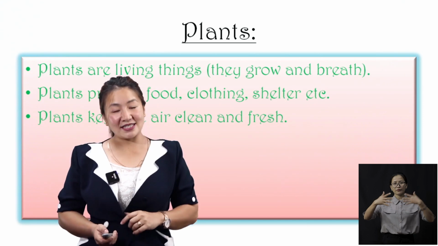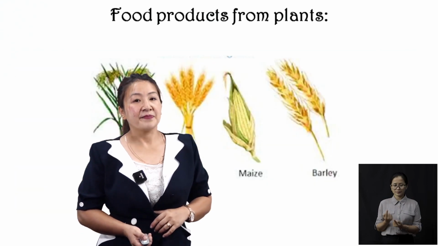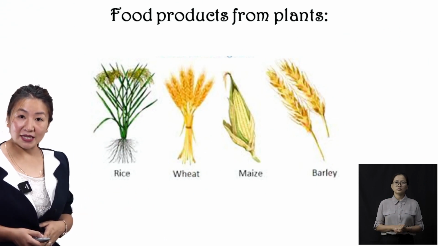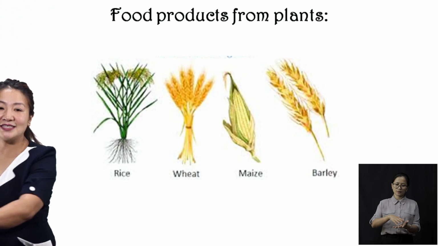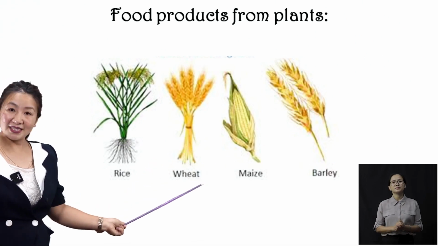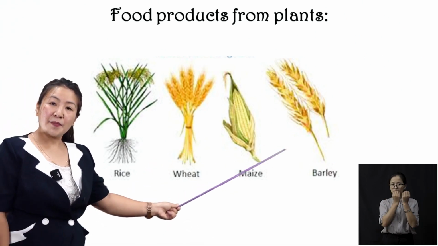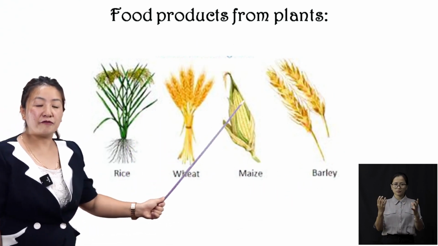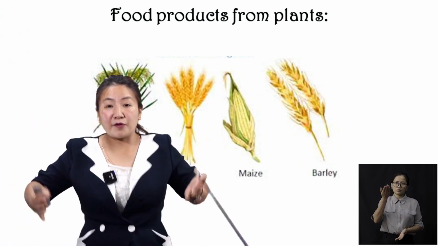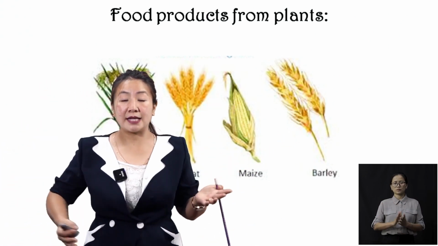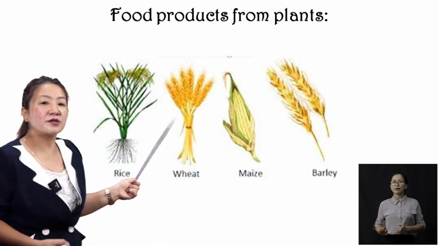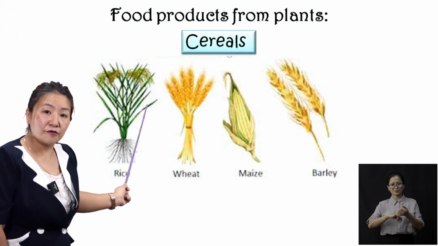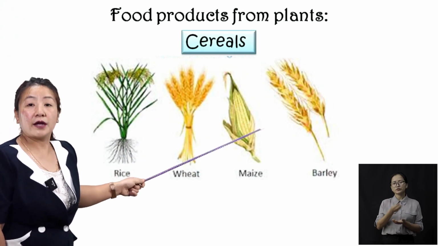Let us see the first thing that plants give us, okay? See, plants give us food. What are these foods that you can see in the picture? Rice, wheat, maize, barley, oats, etc. Right? So this group of food comes from tall grasses, right? Their plant looks like a tall grass. So this group of food is known as cereals.